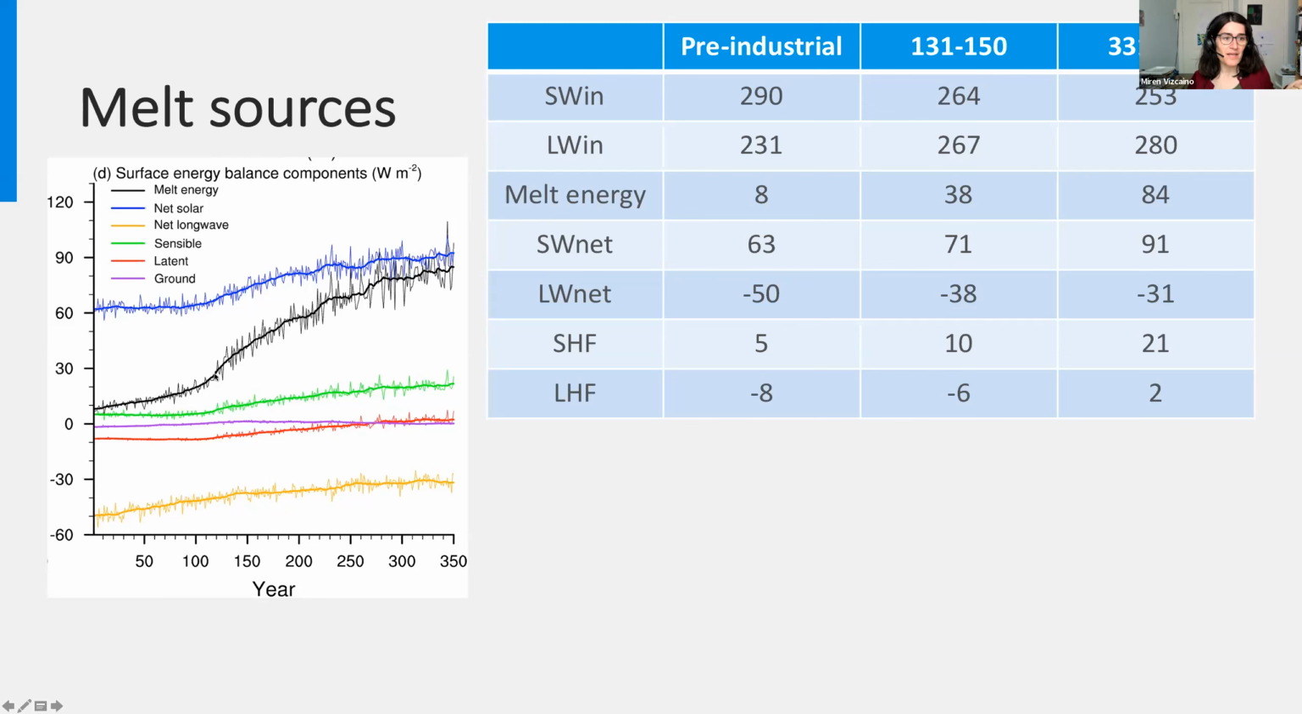But when the ablation areas expand very much, then we have as primary contributor to the melt the net solar because of the albedo feedback. So from year 120, the big contributor to the melt is the albedo feedback. And also the latent and sensible fluxes increase very much in connection with this expansion of the ablation areas.